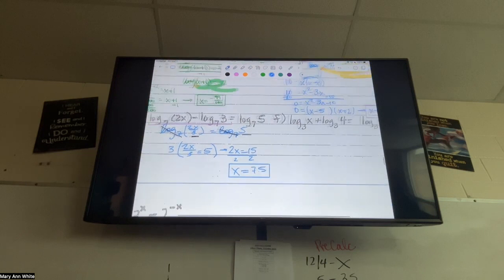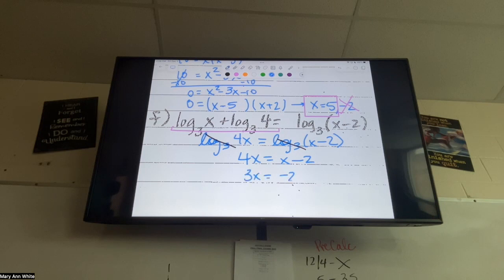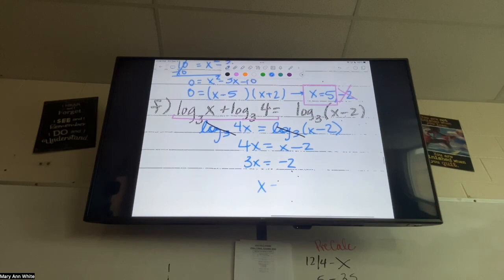Okay, last one. How am I gonna combine the 2 logs on the left side? Multiply. Log base 3 of 4x, since x times 4 is just 4x, and then log base 3 of x minus 2. What do I get to do next? Cancel. And so we now just have 4x is equal to x minus 2. So we're gonna subtract x from both sides, so I get 3x equals negative 2. And then we'll divide by 3 and we'll get x equals negative 2/3.